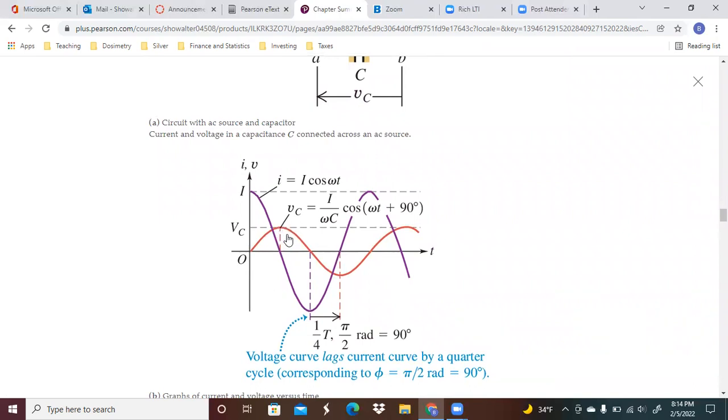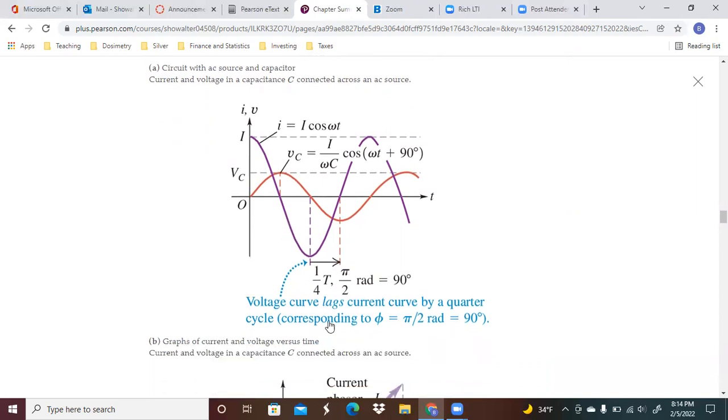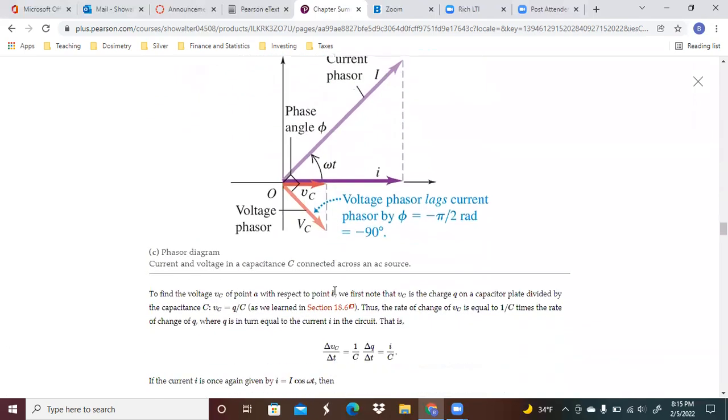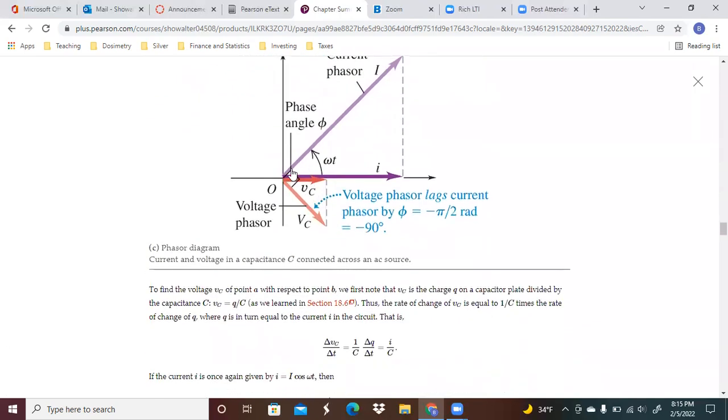Again, we're dealing with phases in this particular instance, and this is going to end up lagging. Because it lags, we're going to end up seeing a shift, very much like what we had before. Voltage is going to be lagging by 90 degrees. So rather than have 90 degrees over this way, we're going to have 90 degrees this way for the voltage phasor.